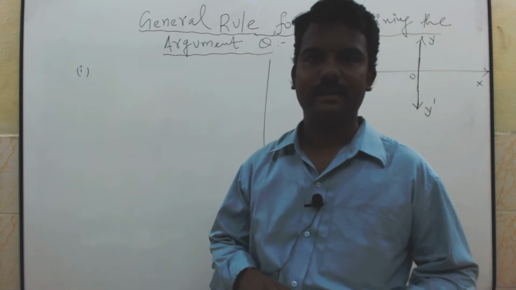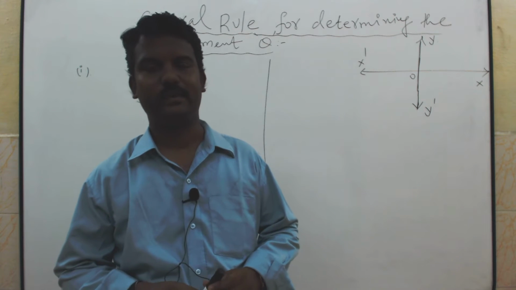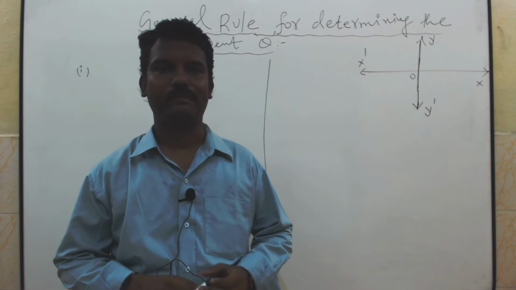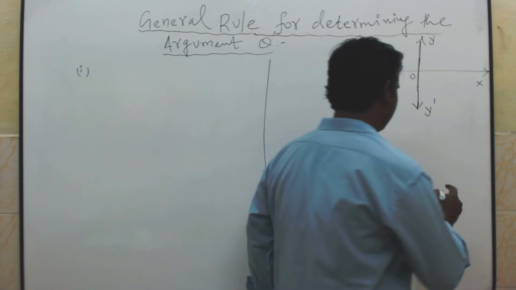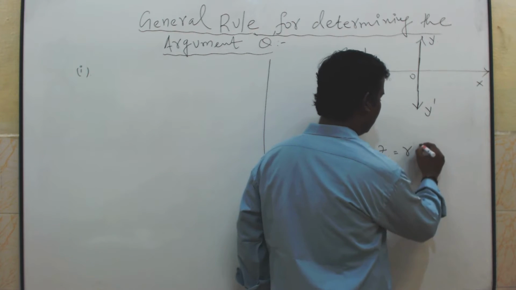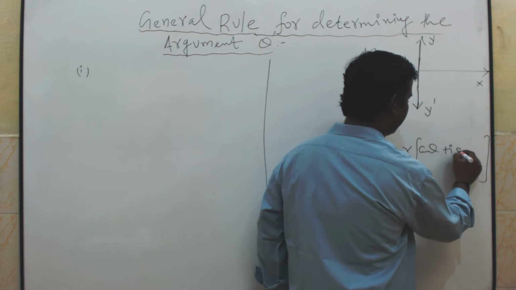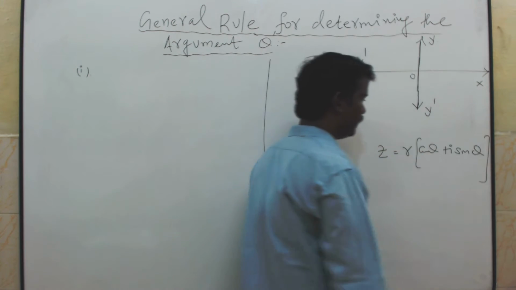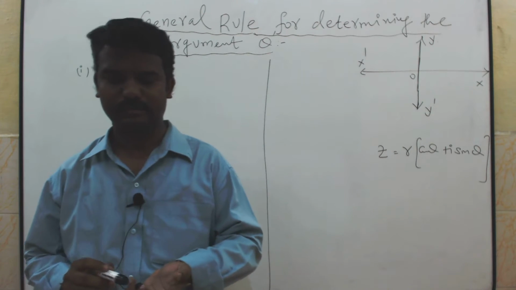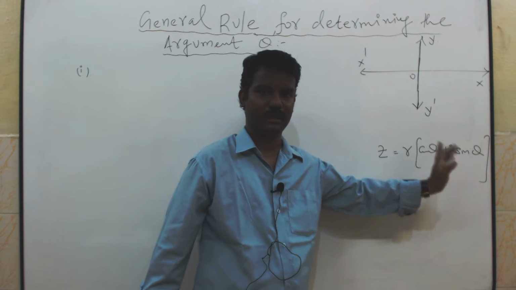So in the last class, we discussed the polar form of a complex number, right? What do you mean by polar form? Polar form of the complex number. Do you remember that? We would have taught you z is equal to r into cos theta plus i times sin theta. So this expression is called the polar form of the complex number.